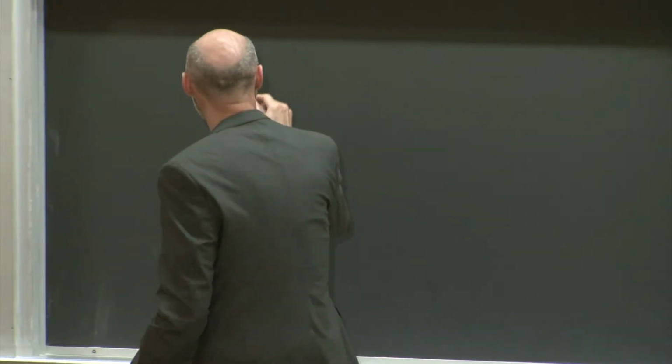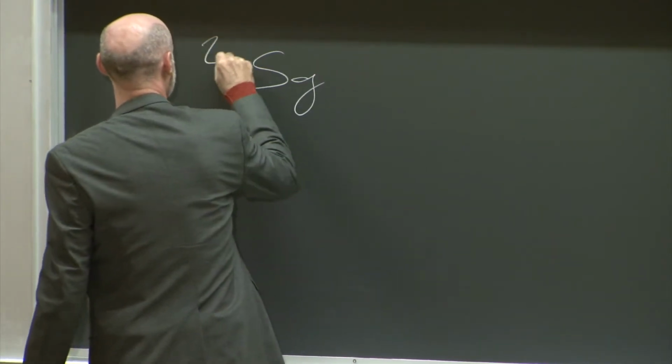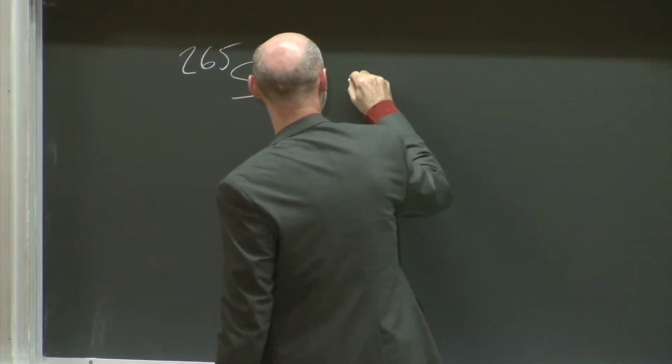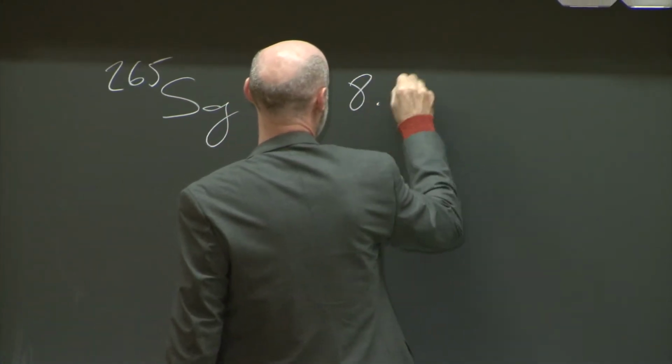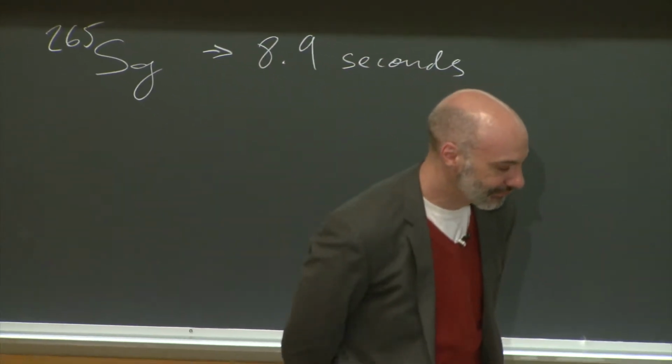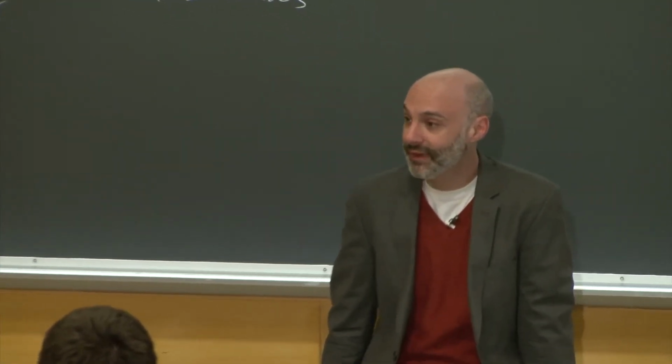And seaborgium has an isotope, seaborgium-265, whose half-life is 8.9 seconds. So that means that if you have such a particle and you wait 8.9 seconds, the probability that it will decay is 0.5. So one question for us today is, what does that mean? What does it mean to say that its objective probability of decay is 0.5?